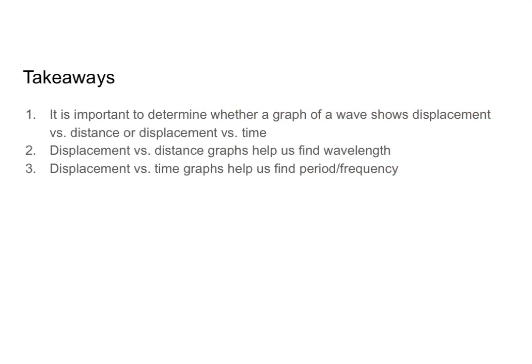First of all, if you see a graph of a wave, it's very important that you start by checking whether it's displacement versus distance or displacement versus time. So take a look at that x-axis to see what you're actually looking at. Second, our displacement versus distance graphs help us find wavelength, and our displacement versus time graphs help us find period or frequency.